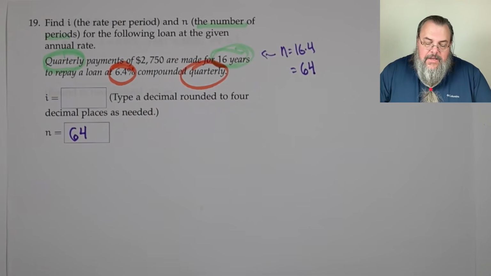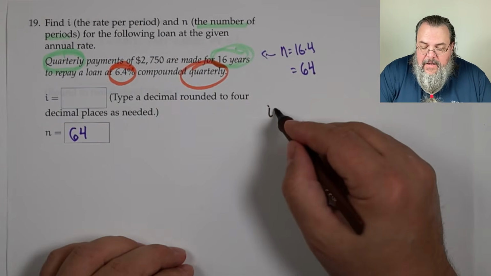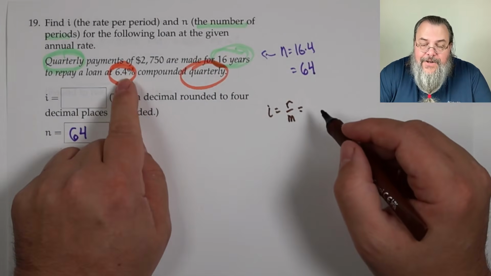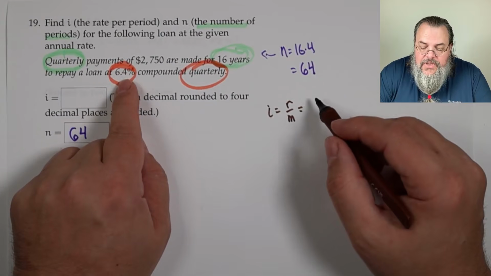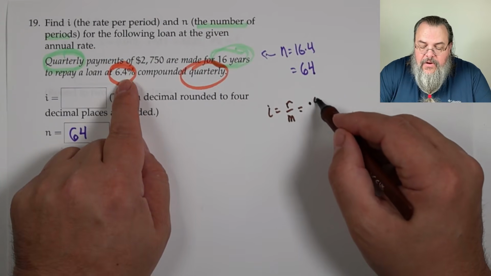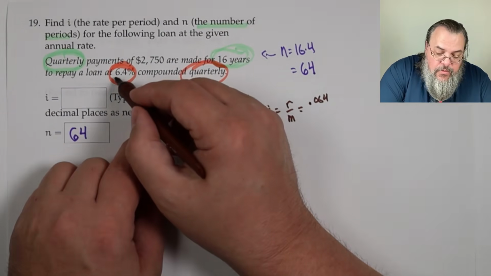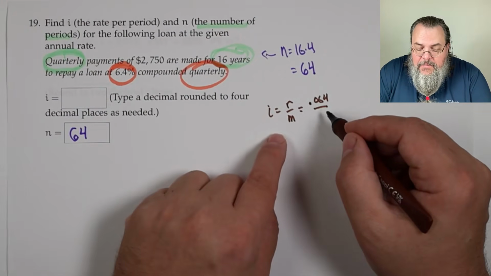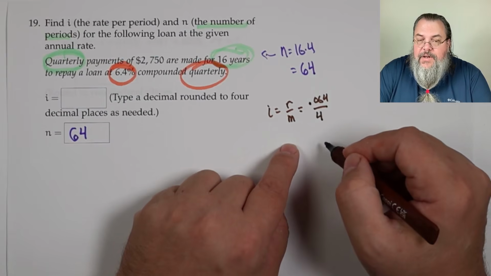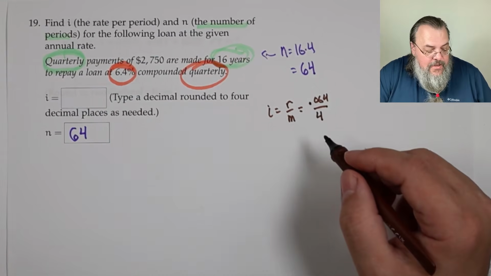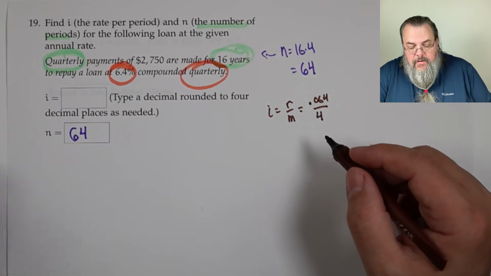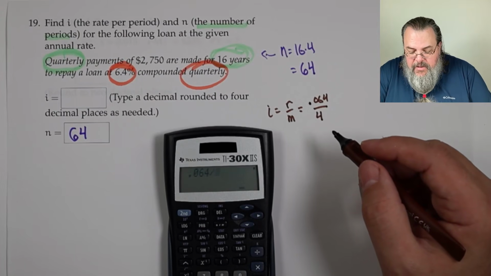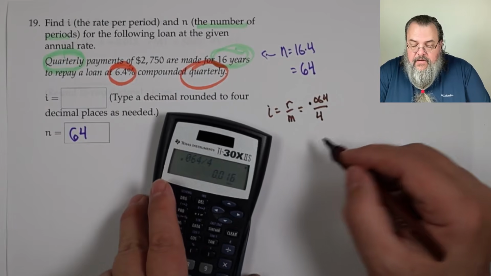Well, I like to say this is R over M, but first thing is you have to convert. It's not 6.4%, it's 0.064, right? Move the decimal over. And then divide by M, well, that's 4 times per year. You can pull your calculator out if you want to, and you may or may not need it, but 0.064 divided by 4, that's 0.016.